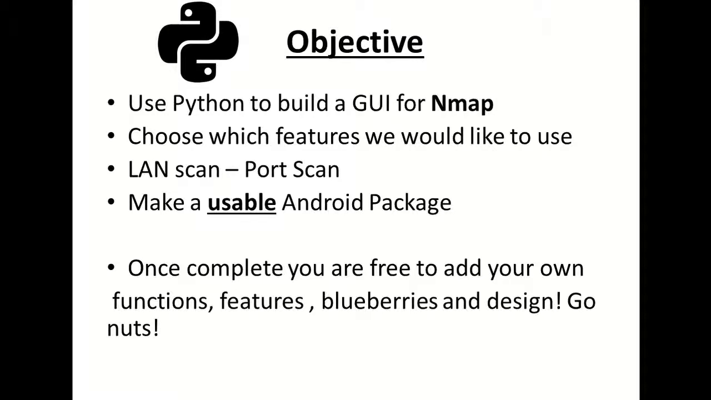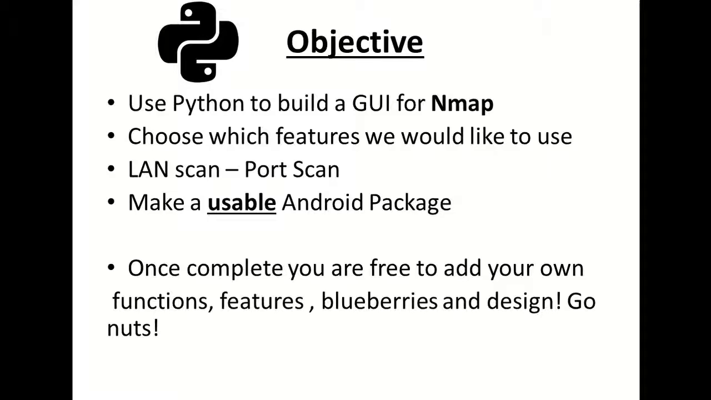The objective of the series is to use Python to build a GUI for Nmap, our favorite network scanning tool, and choose which features we would like to use. We're just going to be using a LAN scan, simple host discovery, and we may be putting a port scan in there. We're going to make it usable and build an Android package.